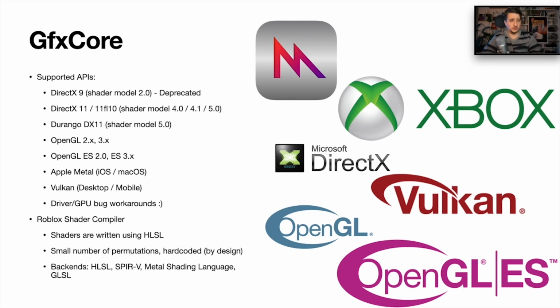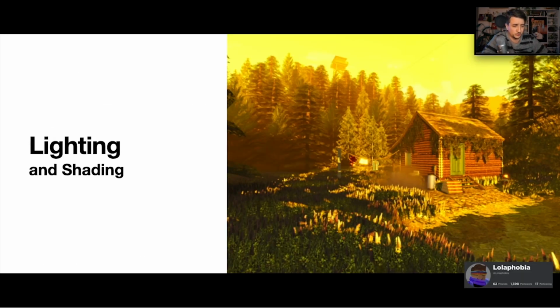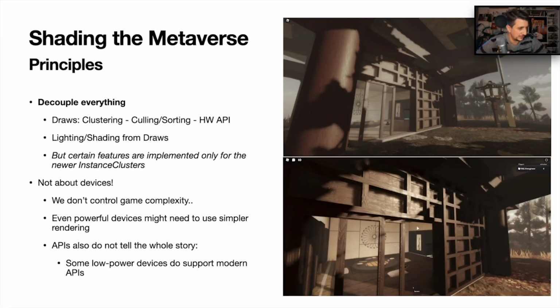Okay, we are almost at the end. This is basically a whirlwind tour on how we do rendering and draws. But I wanted to show just literally two slides on how we perform lighting and shading, like the actual graphical technique. And even there, the idea is kind of the same. We try to decouple everything. So we have these clustering systems, then we have our culling sorting abstraction, then we have our hardware API. Those are the three components of issuing draws.